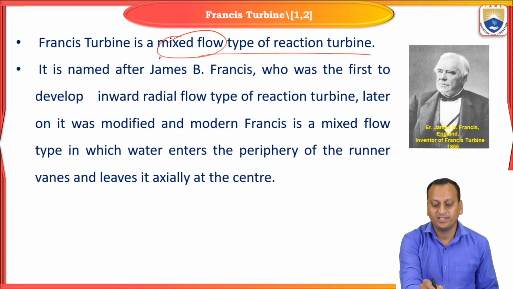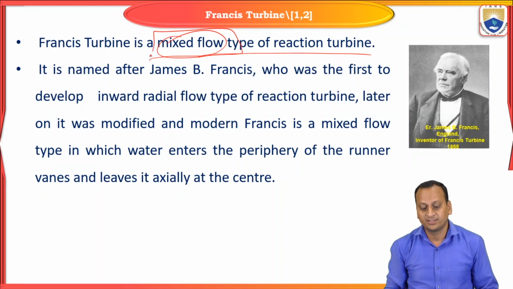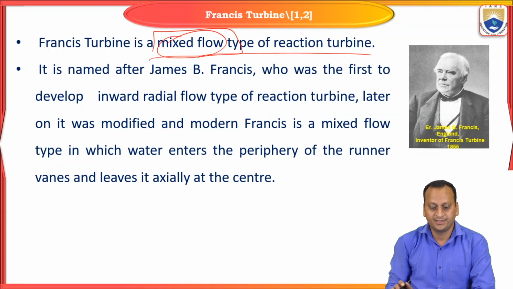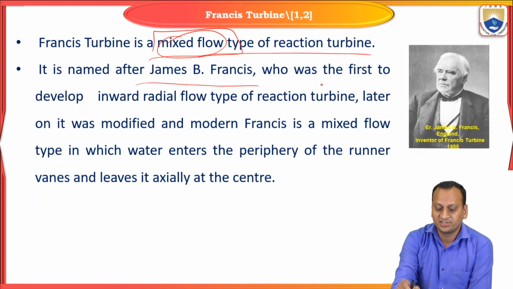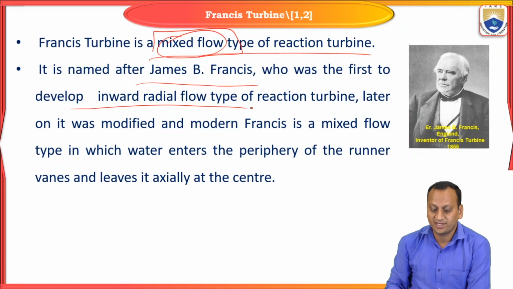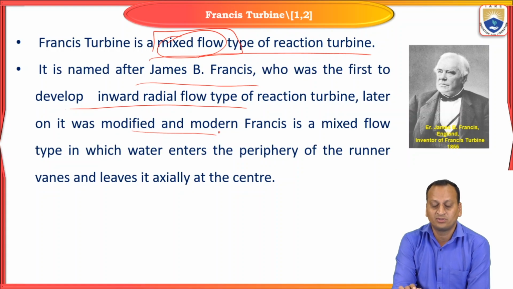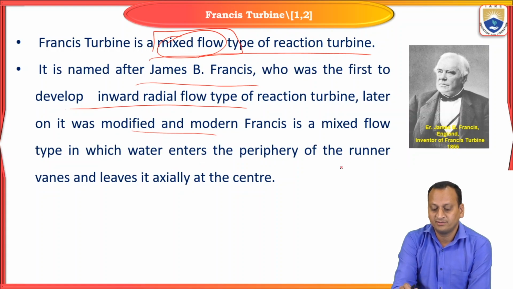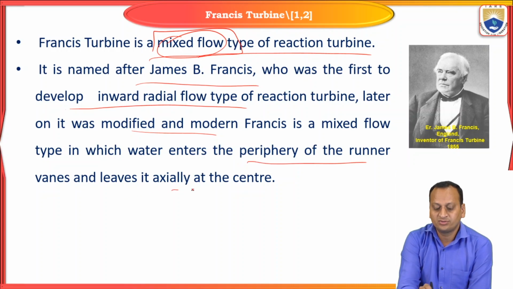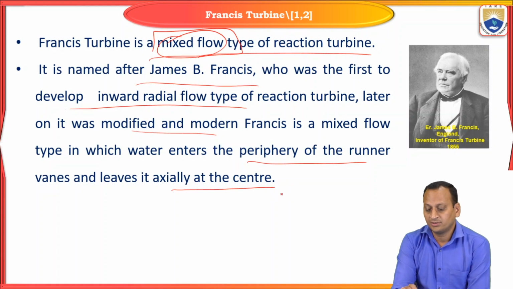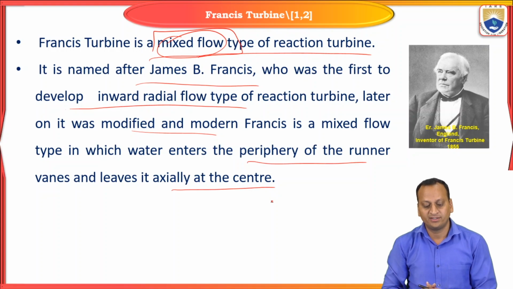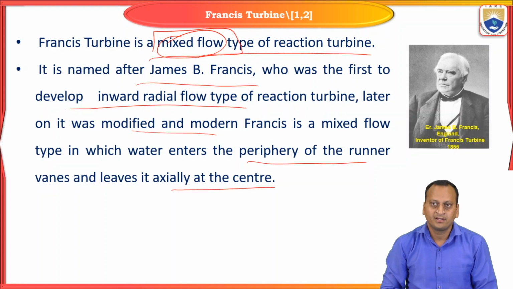So therefore, there will be two available flows. That's why it's known as a mixed flow reaction turbine, and it is named after James B. Francis, who was first to develop inward radial flow type of reaction turbine. Later on, it was modified, and modern Francis is a mixed flow type of turbine in which water enters at the periphery of a runner and leaves axially at the center. So that's why it's a mixed flow reaction turbine. It is named after Francis, who first invented the inward radial flow turbine. Afterwards, that was converted into both radial and axial flow. It is utilizing both the flows.